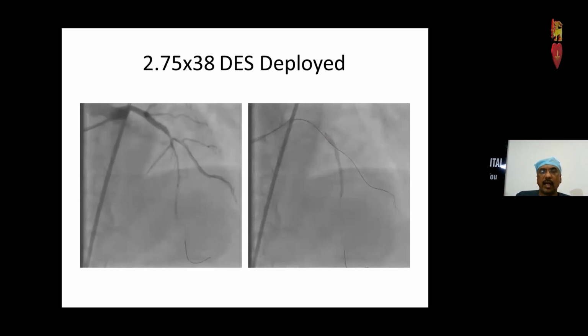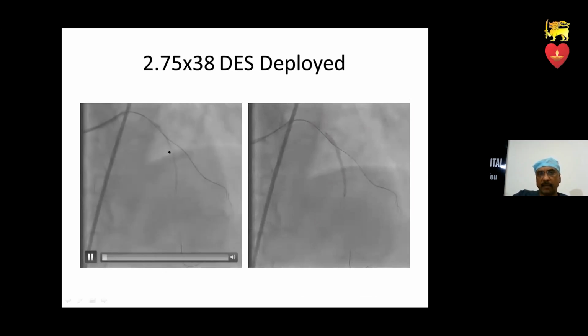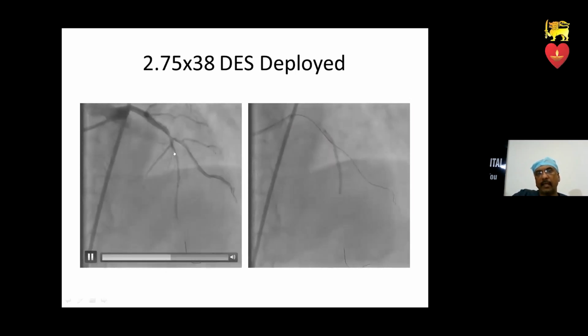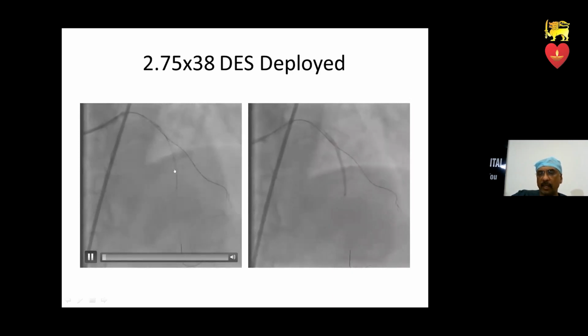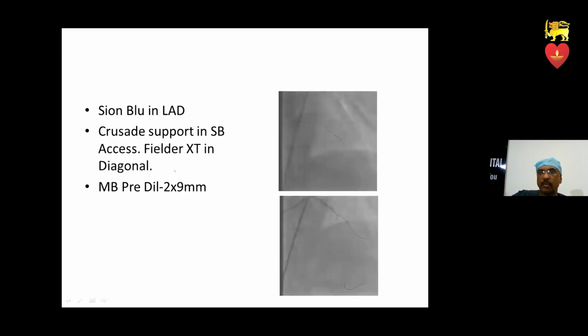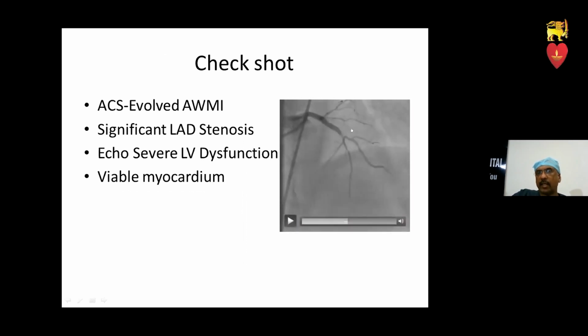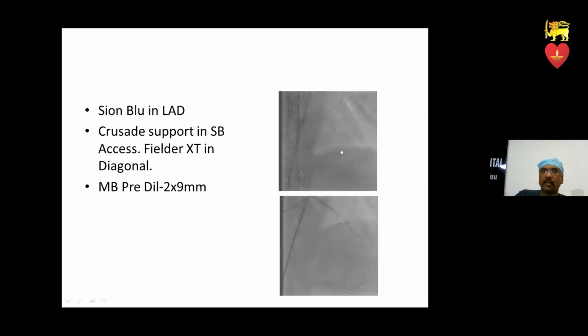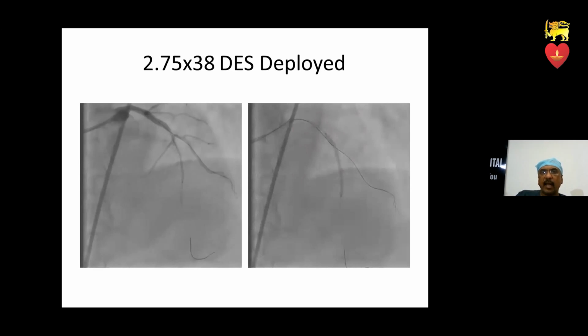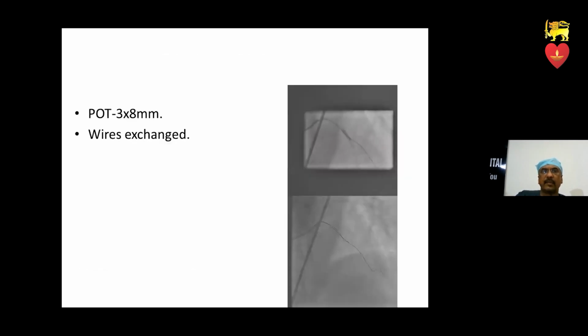pre-dilated both, and we had to use a reverse wiring technique because the angle was very unfavorable. If you look at the angle again, I'll just go back to show you this angle. The diagonal angle actually goes up like this. So we had to use the microcatheter assisted reverse wiring technique, and we stented.